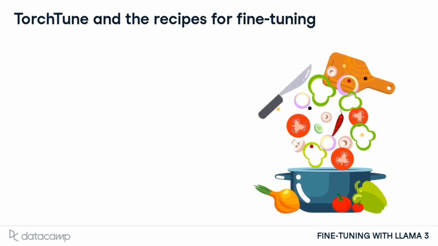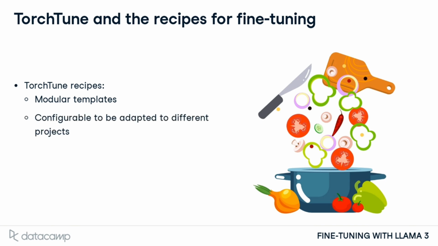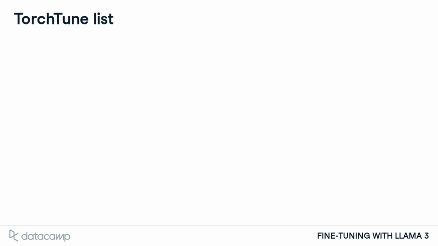TorchTune's standout feature is its recipe-based system. Recipes in TorchTune are modular templates that define the entire fine-tuning process and can be adapted to different projects. We can think of them as cooking recipes for model fine-tuning. They give indications on the step-by-step process, but can easily be adjusted, say, if we want to substitute certain ingredients. This way, TorchTune recipes help keep code organized and ensure it is reproducible.